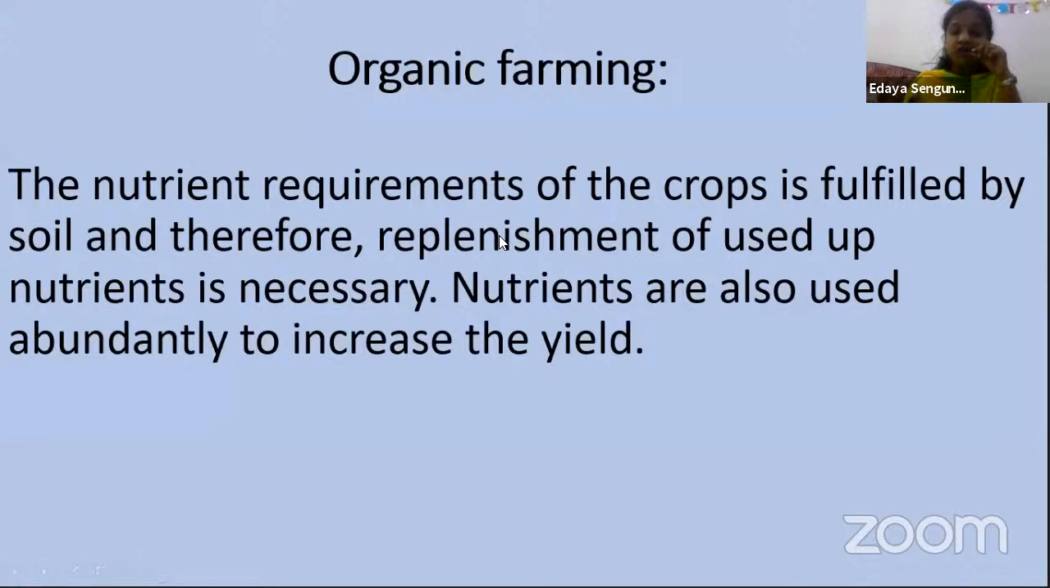How do we recharge our phone battery? We recharge our battery and then we utilize it. Similarly, we have to again refill the nutrient contents in the soil, and again we have to do the agriculture or farming. Replenishment of used up nutrients is necessary. Means we have to fill the used up nutrients again in the soil. Nutrients are also used abundantly to increase the yield, and if we fill the nutrients again, we will get a good agricultural production.